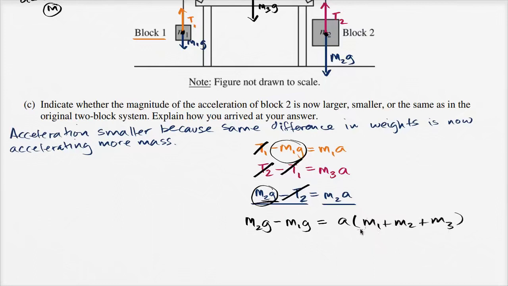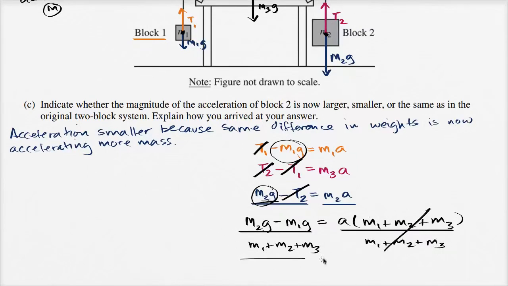And then we could divide both sides by M1 plus M2 plus M3. So let's just do that. M1 plus M2 plus M3, M1 plus M2 plus M3. These cancel out. And so this is the magnitude of your acceleration. And notice, you have the same difference in weights. That's providing the net force on the system, but is now accelerating more mass.